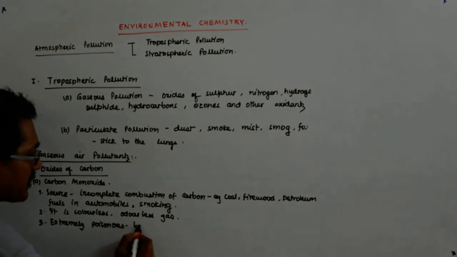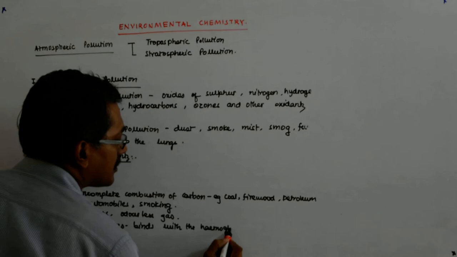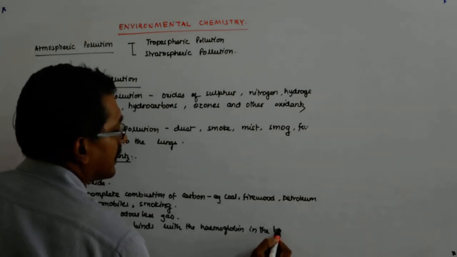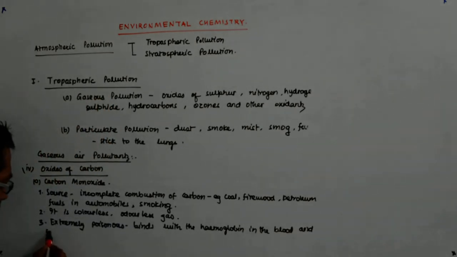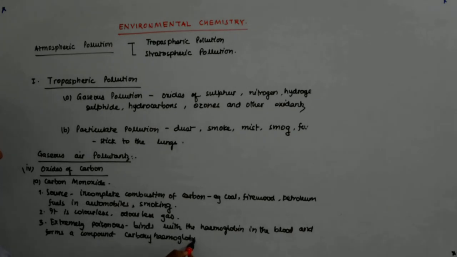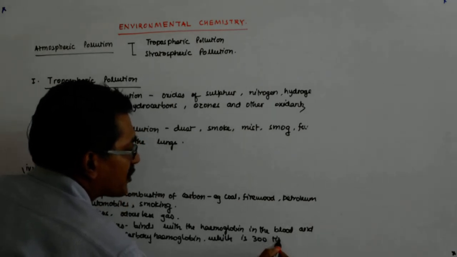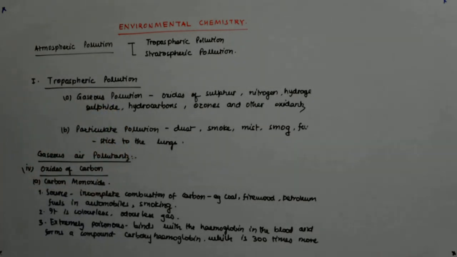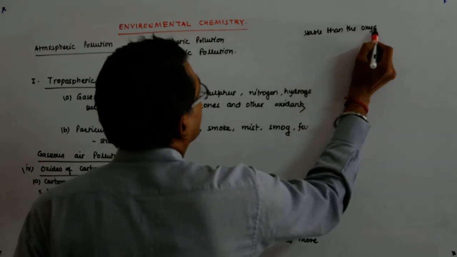Now what is the reason? Because it binds with the hemoglobin in the blood and forms a compound called carboxyhemoglobin, which is three hundred times more stable than the oxygen hemoglobin bond.